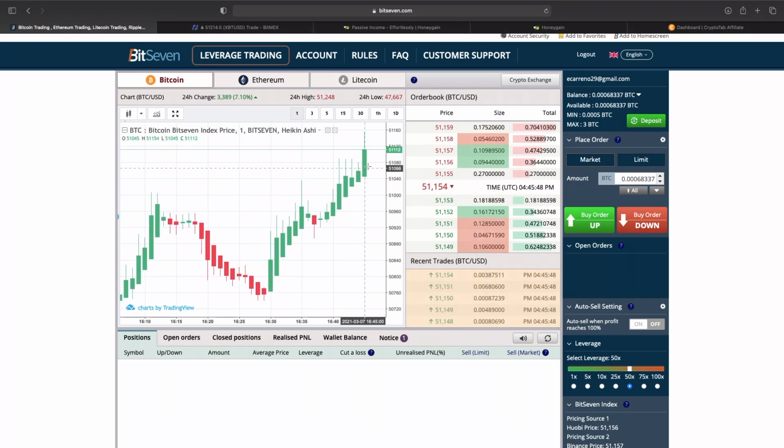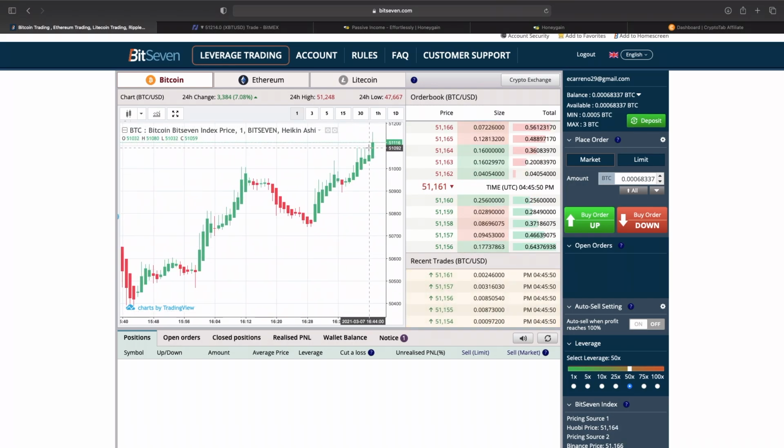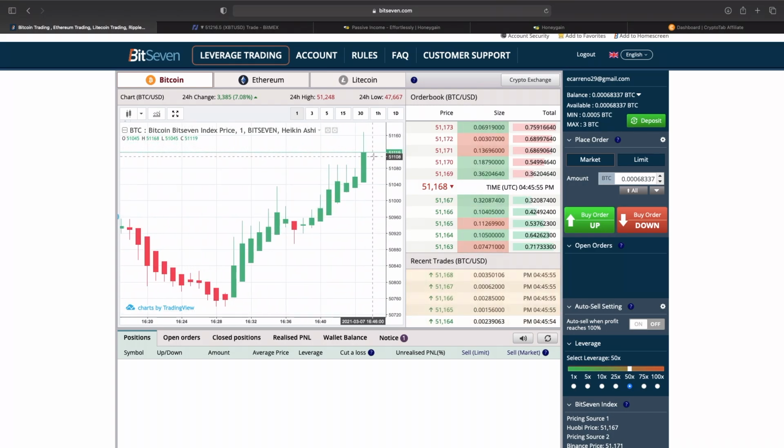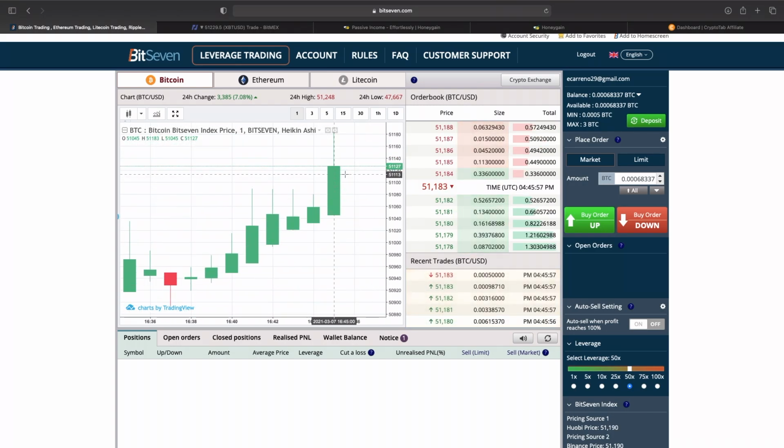Right now, most people would actually try to join in right now and try to trade long right here, guys. That is not the way to trade. You just have to be patient and let the chart run its course.